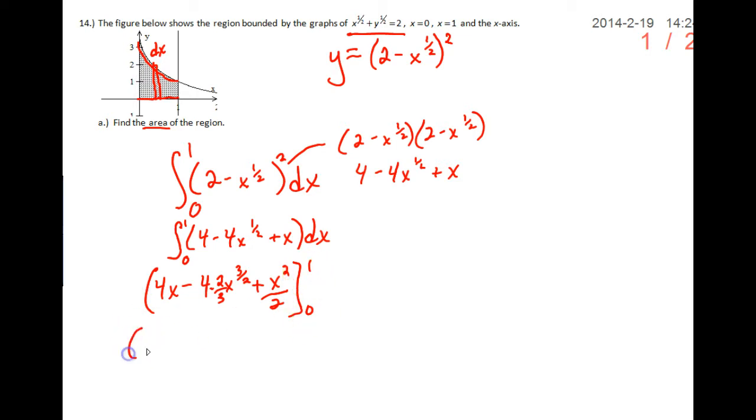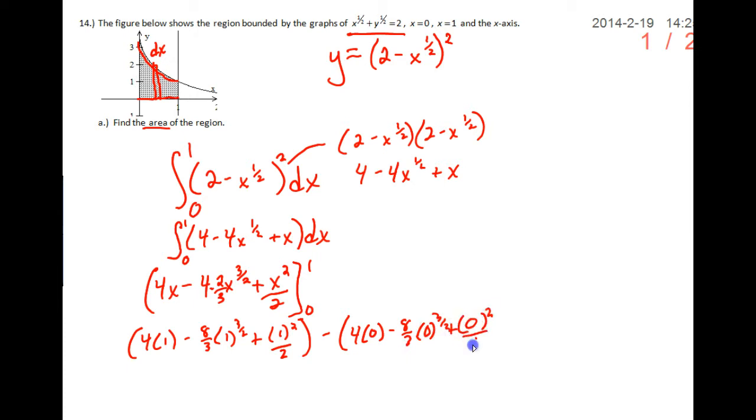So now when we plug in, we get 4 times 1 minus, this would have been 8/3 times 1 to the 3/2 plus 1 squared over 2, and then minus, here would be 4 times 0 minus 8/3 times 0 to the 3/2 plus 0 squared over 2. So of course the second thing is 0. So here I have 4 minus 8/3 times 1, well, it's just 1, and then plus 1/2.